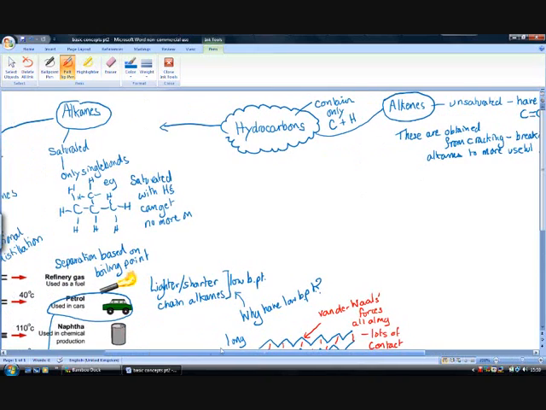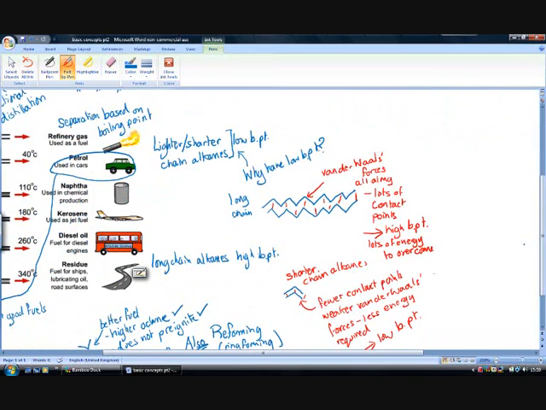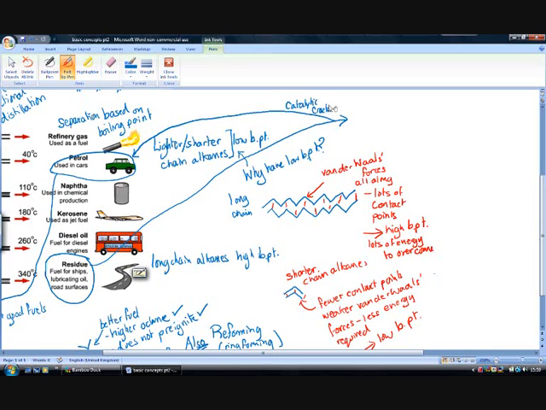Now we go back to our alkanes and our fractionating column. What we're talking about here is we take longer chain material that's at the bottom of the fractionating column, take that out, and we subject it to high temperatures with a catalyst, and we can break it down into shorter chain alkanes. I can give you an example here.